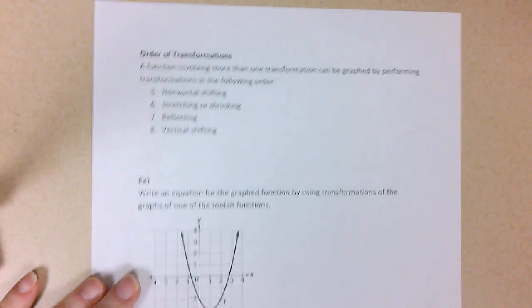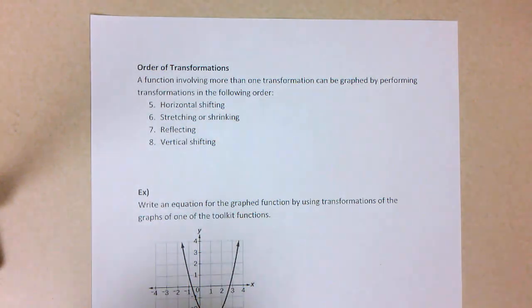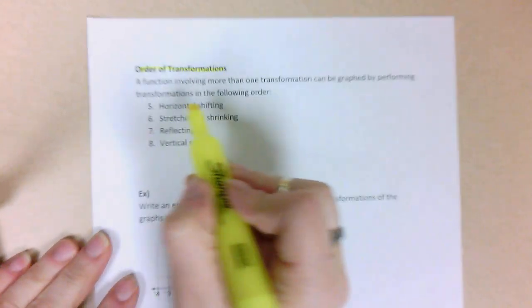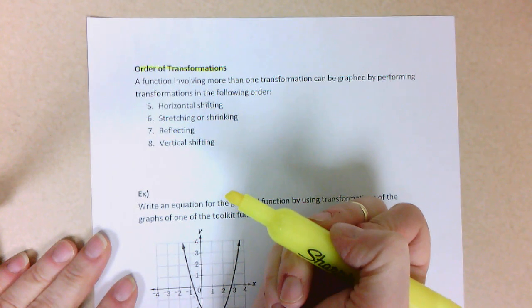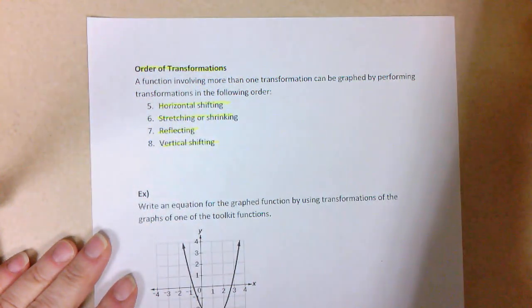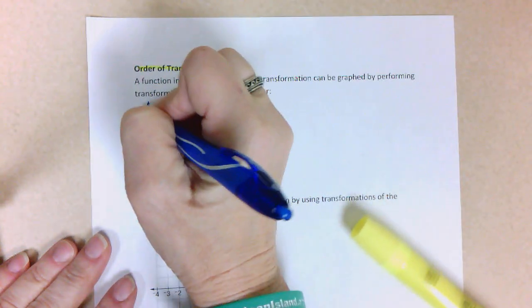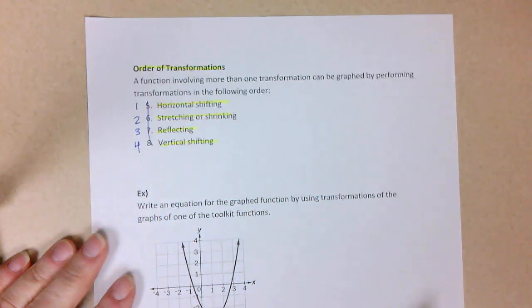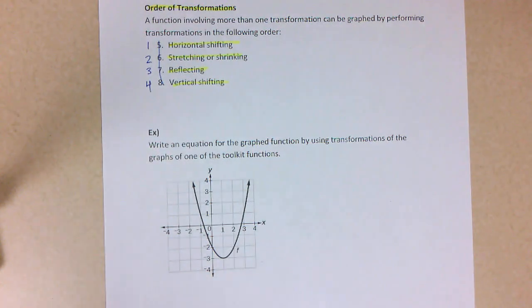I put the order of transitions at the first, at the beginning and at the end would be a better way to say it. So here they are again. I don't know why it says 5, 6, and 7. This should be 1, 2, 3, and 4. Let's correct that. There we go. Always something fun when you do notes.